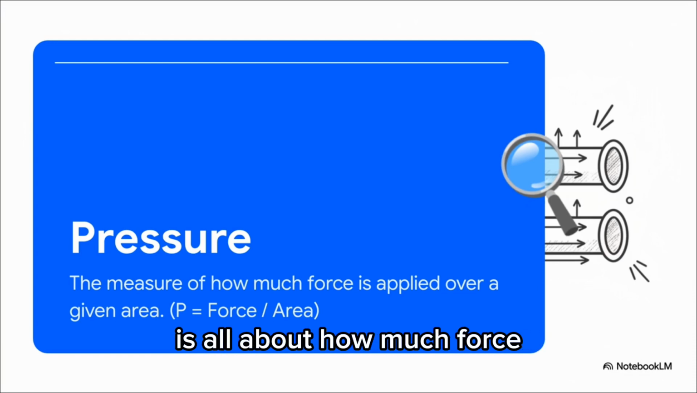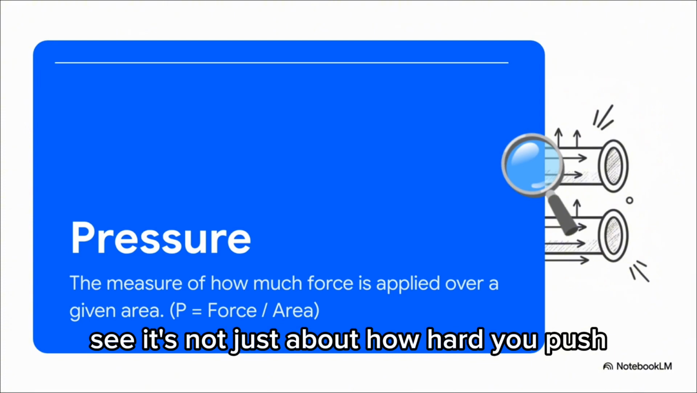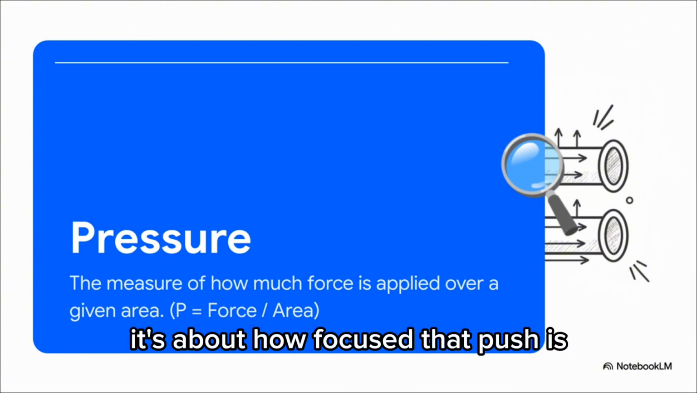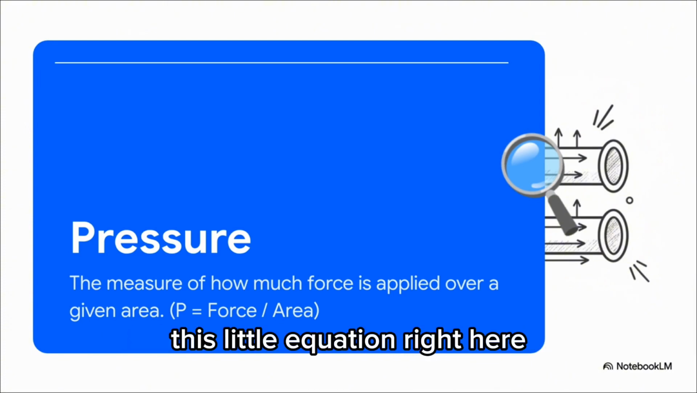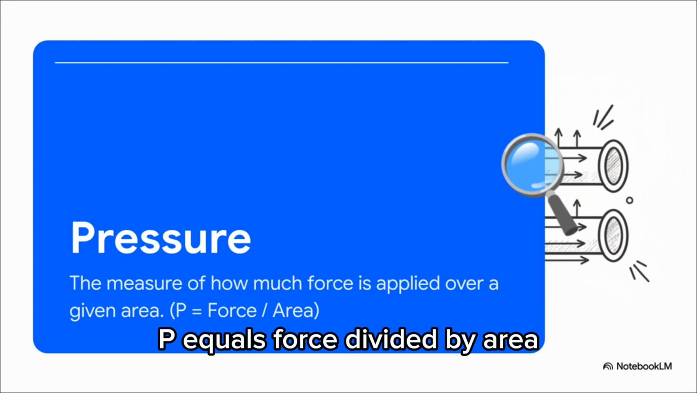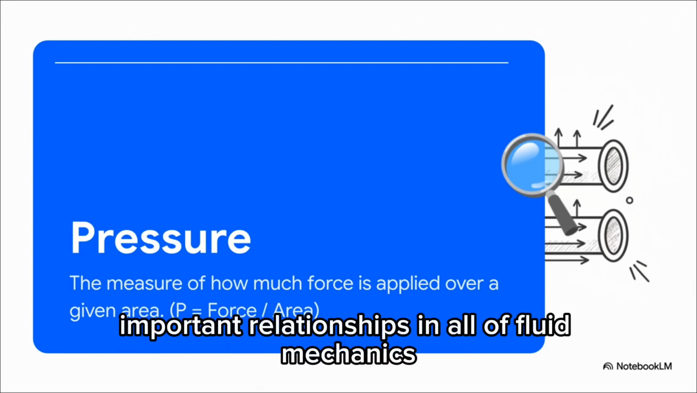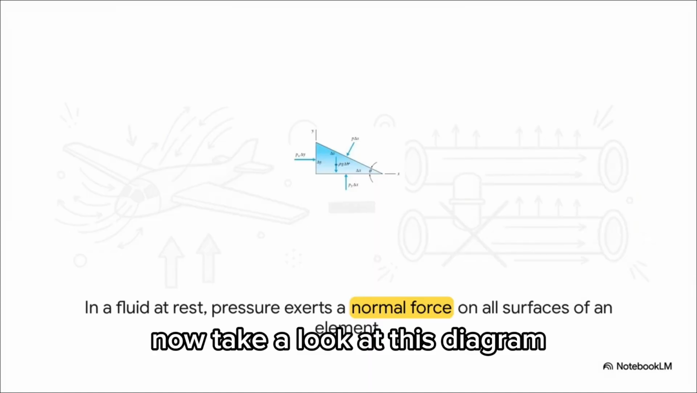Pressure is all about how much force you're putting on a certain area. See, it's not just about how hard you push, it's about how focused that push is. This little equation right here, P equals force divided by area, is one of the most important relationships in all of fluid mechanics. Now, take a look at this diagram.